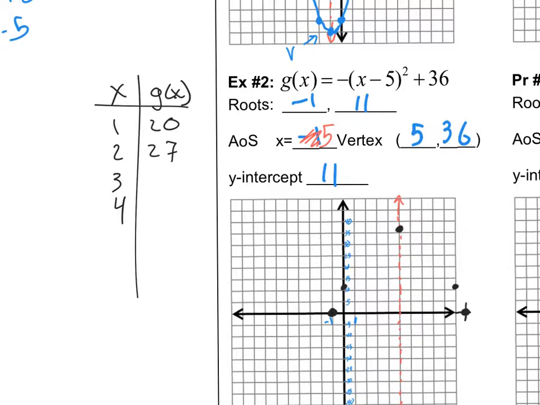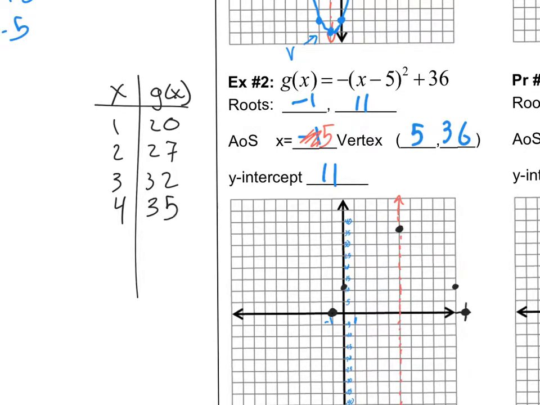All right, plug in a 3. 3 minus 5, that's negative 2. Negative 2 squared is 4, but it's negative out here, so it's negative 4. That's 32. So you can see we're getting some information here. And lastly, plug in a 4. 4 minus 5 is negative 1. Negative 1 squared is 1. It's negative 1, so that should be 35.